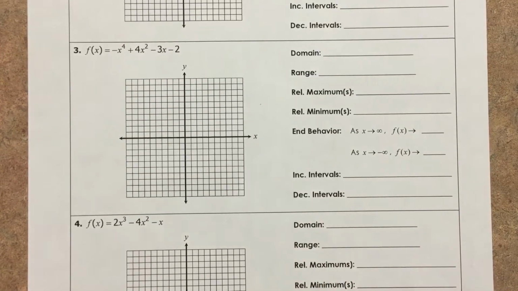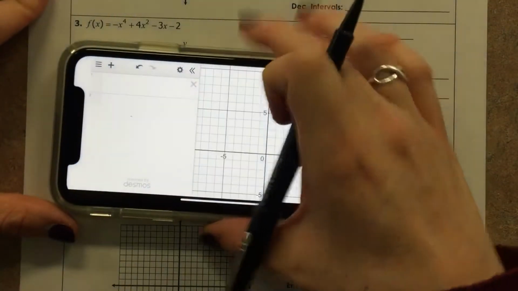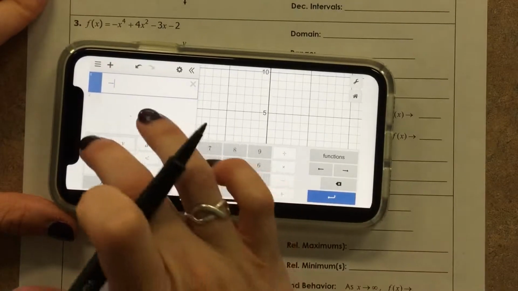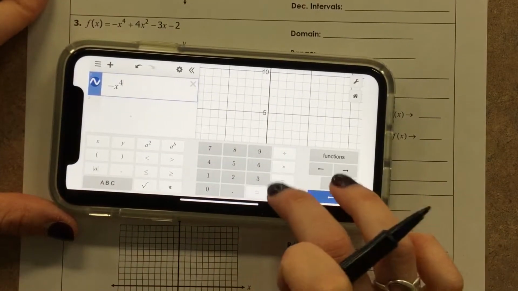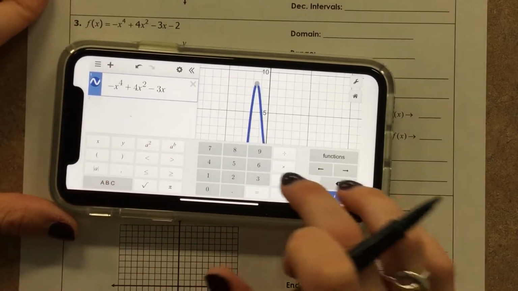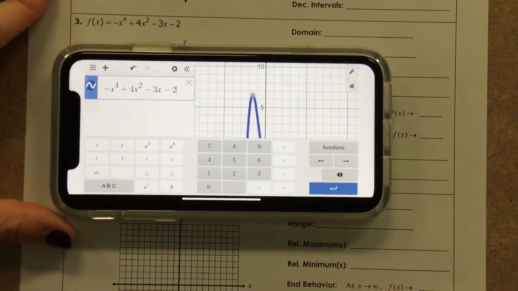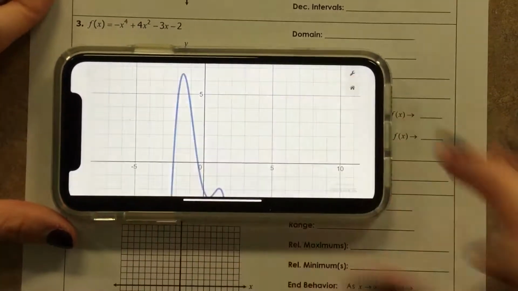So just like before, I want to plug that into Desmos so I can get all the important points. So I'm going to clear out the one I had in here before. I'm going to graph negative x to the 4th plus 4x squared minus 3x minus 2. So feel free to open Desmos on the side of your screen as well so you guys can plug in these points, see what they look like.